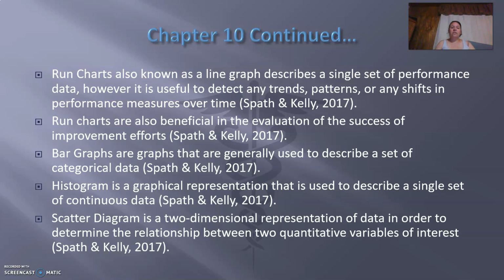Bar graphs are graphs that are generally used to describe a set of categorical data. Histograms are a graphical representation that is used to describe a single set of continuous data. Scatter diagrams are a 2-dimensional representation of data in order to determine the relationship between 2 quantitative variables of interest.